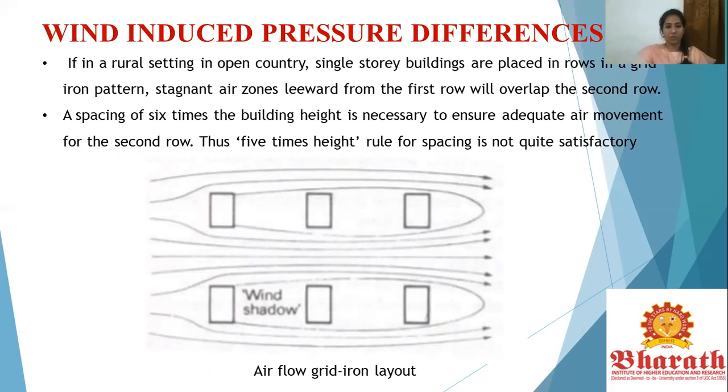Now looking at it planning wise. In a rural setting, single-story buildings placed in rows is usually the preferred pattern, the zephyr pattern. If they were closely packed, your wind shadow would overlap with the second row. Yeah. So to avoid this, what could be done? A spacing of 6 times the building height is necessary to ensure adequate air movement to the second row. So the 5 times the height rule is not quite satisfactory. It has to be 6 times. Even 5 times is not enough to avoid the wind shadow.